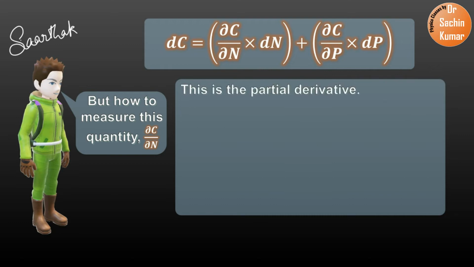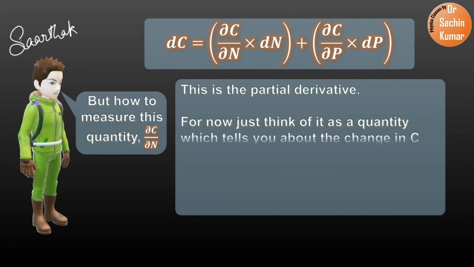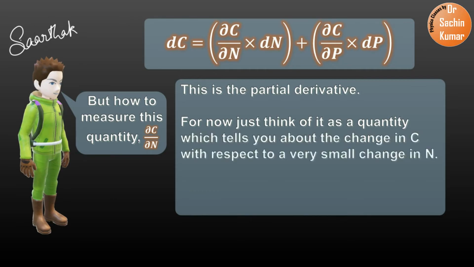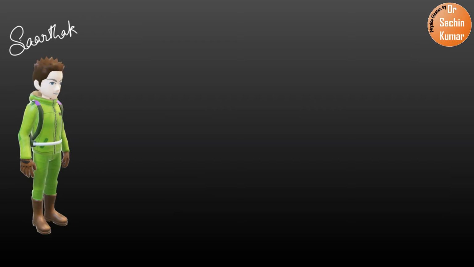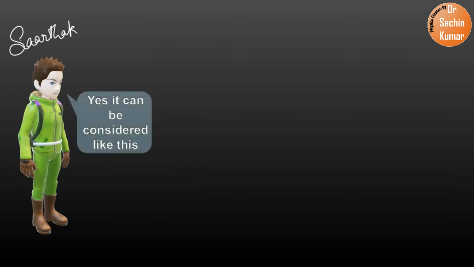For now, just think of it as a quantity which tells you about the change in C with respect to a very small change. There is a list of rules and formulae on how this behaves and is derived. But you said you have seen 3B1B videos, so you can recheck his calculus series, or you can also post your queries in the comment section here.